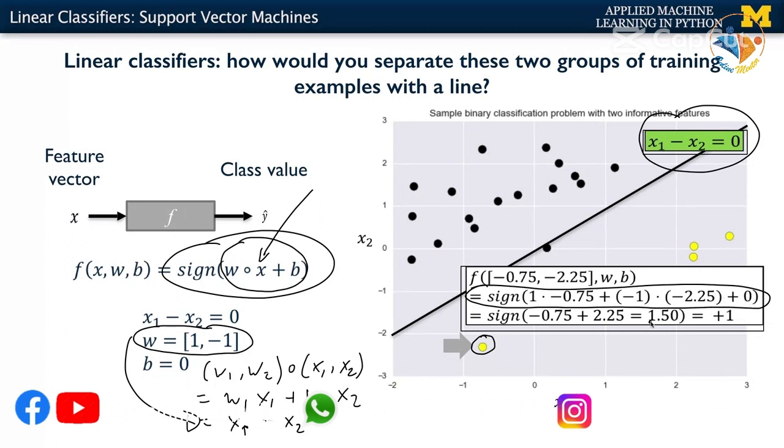we get a value of 0.15 inside the sign function, and the sign function will output 1 if this value is greater than 0, which it is, or minus 1 if the value is less than 0. So in this case, because it's greater than 0, the output from the decision function would be plus 1. So this has classified this point as being of class 1.